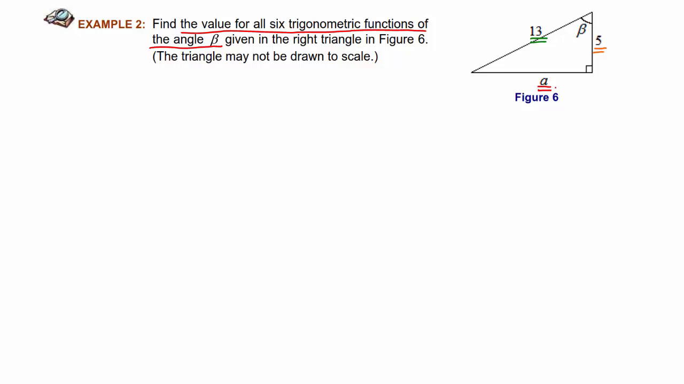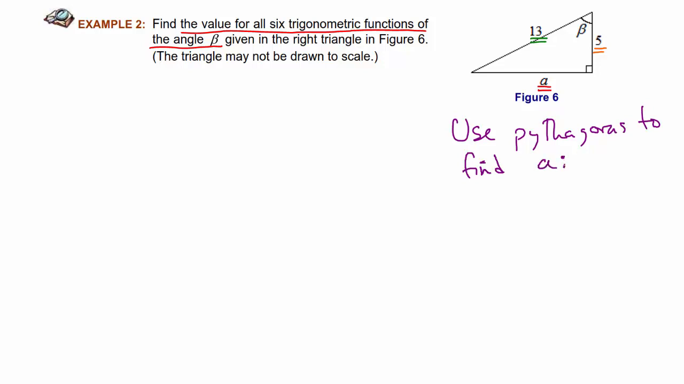And to use the right triangle trigonometry that we've studied so far to find the values of the 6 trig functions for angle beta, we need to know the length of the side labeled A. So let's quickly start by finding that value. So let's find the length of side A right there. And we can use Pythagoras to find A.